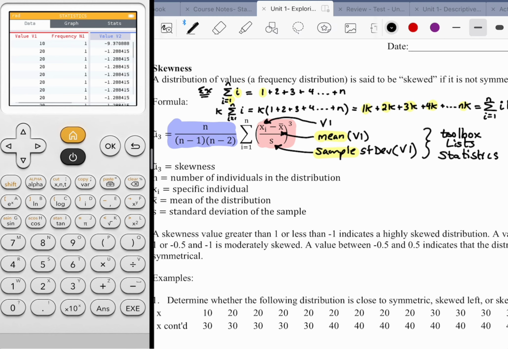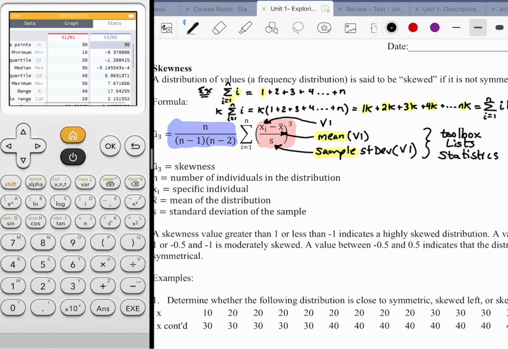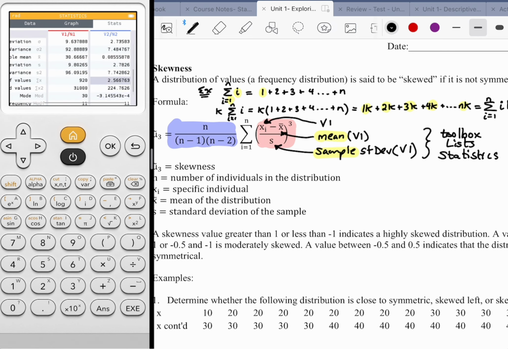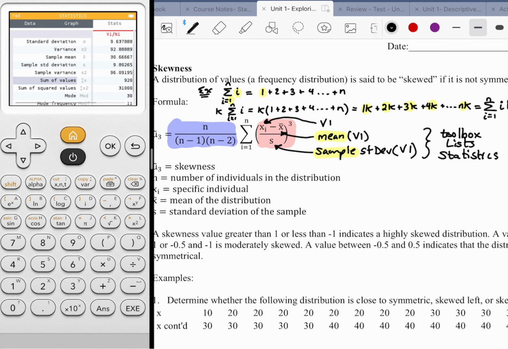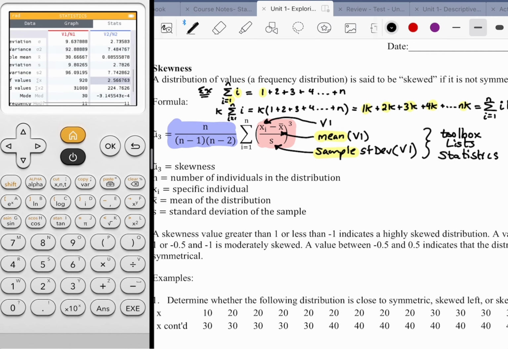Now, I want to go into stats because I don't want to have to type that out and add it all up separately. So I go right up into stats. If you go into the V1N1 list and scroll down, you'll see the option, it is a sigma x, the sum of the x values, specifically in V2.